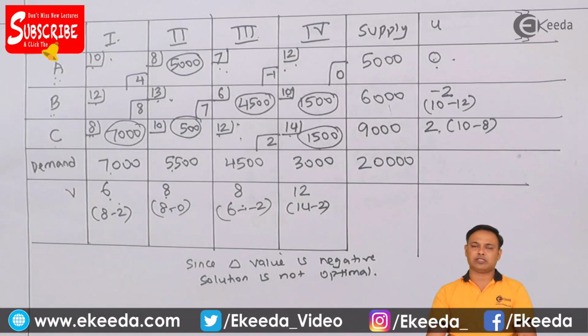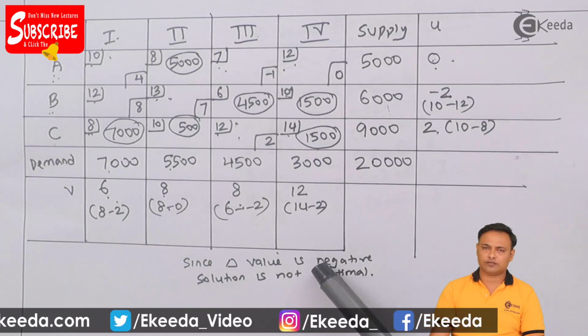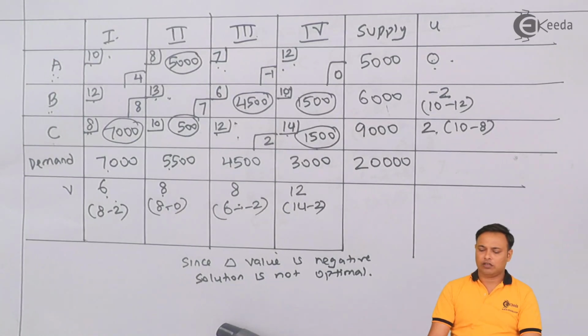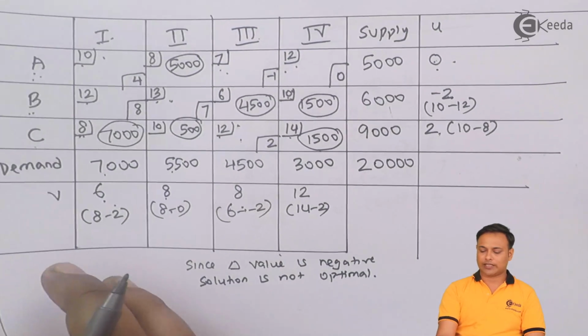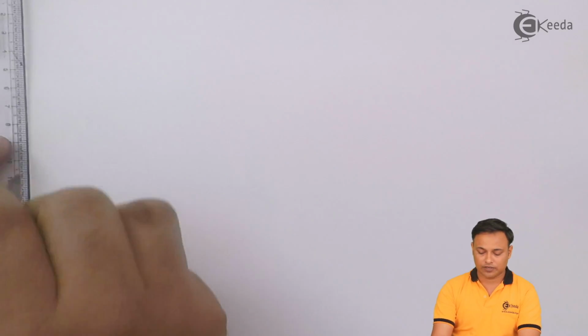Since delta value is negative, the solution is not optimal. So we need to improve this solution by making one more table based on Modi, which will decide whether this solution can be improved or not. Let's try the new table now. So let's draw the lines first.